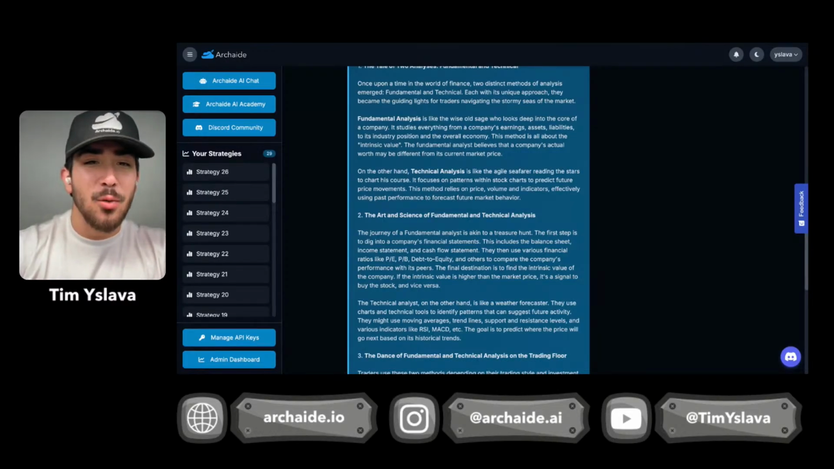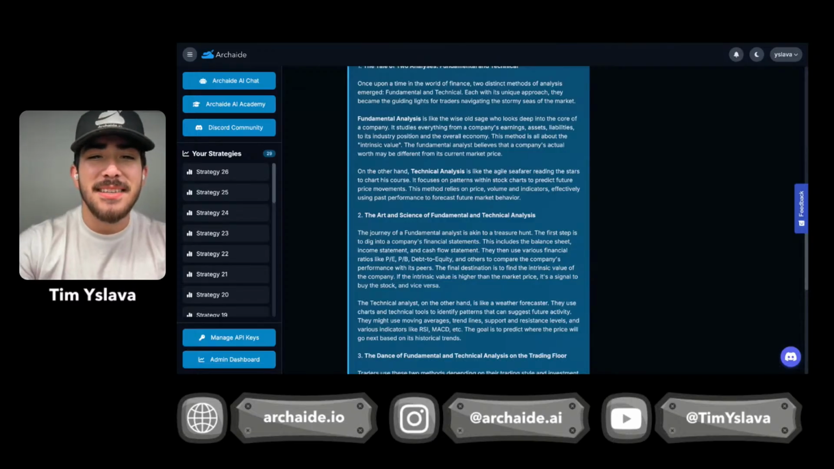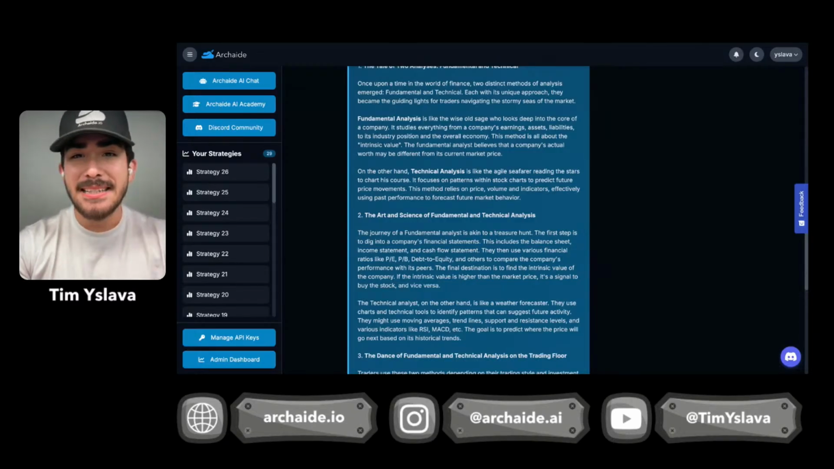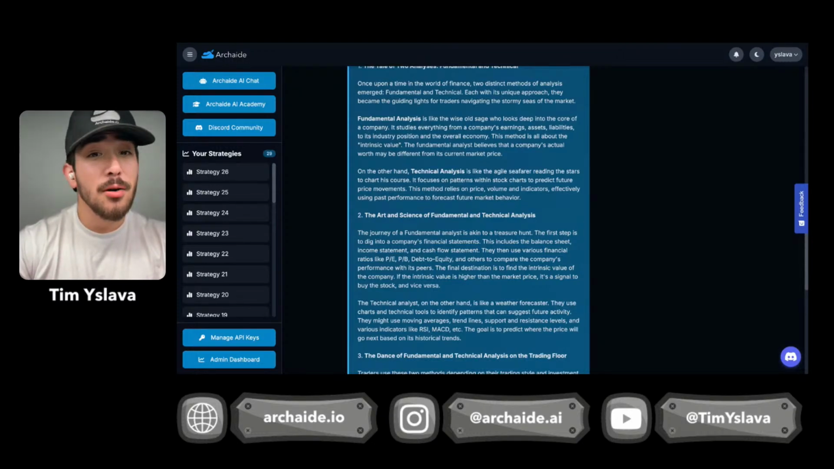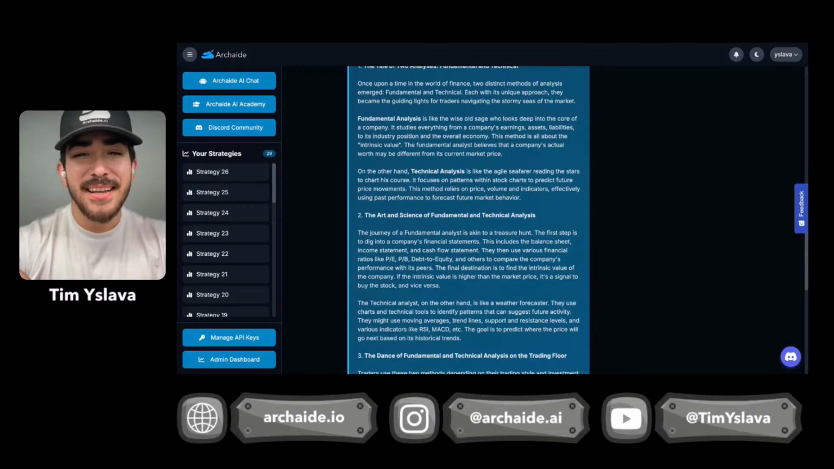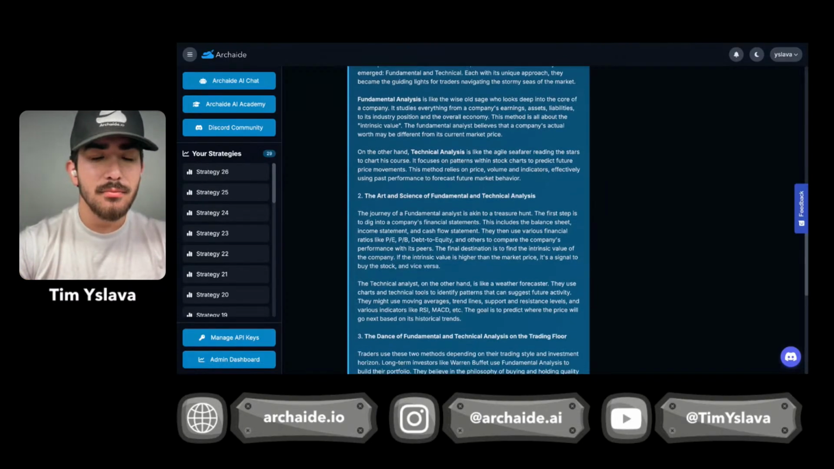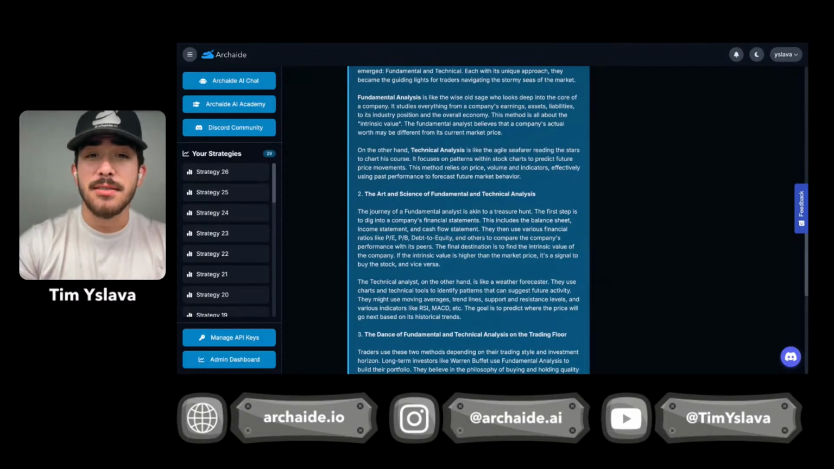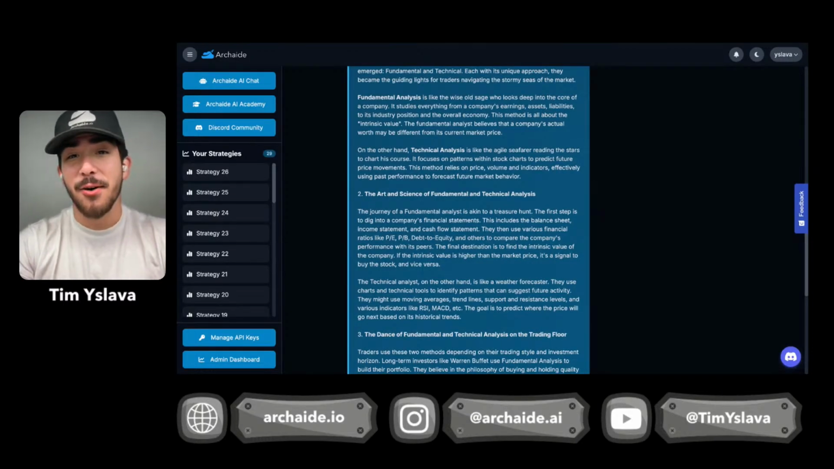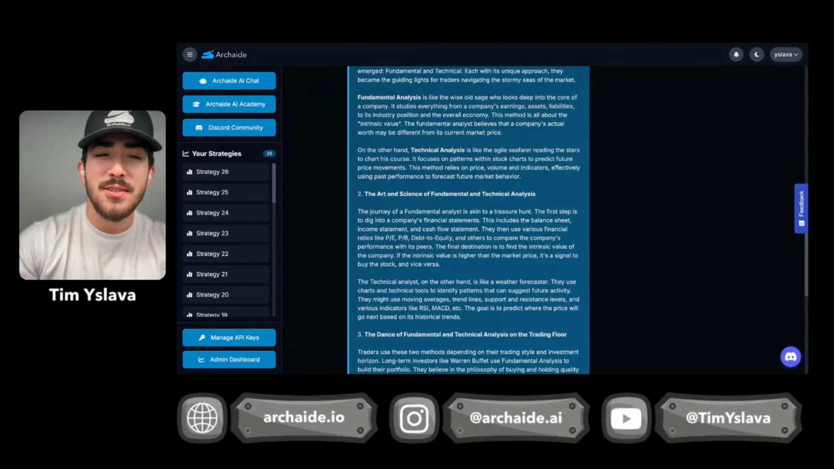Fundamental analysis is like the wise old sage who looks deep into the core of a company. It studies everything from a company's earnings, assets, liabilities, to its industry position and the overall economy. This method is all about the intrinsic value. The fundamental analyst believes that a company's actual worth may be different from its current price. That's huge.